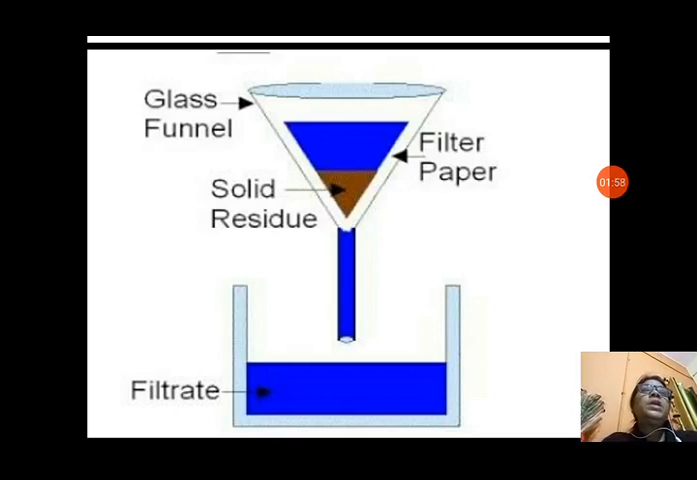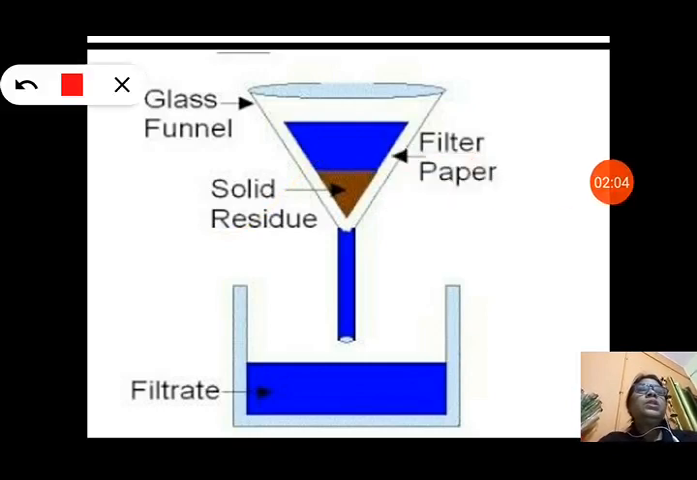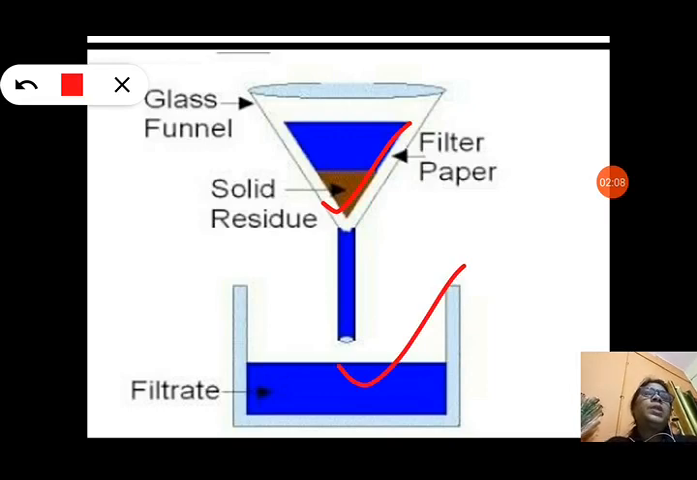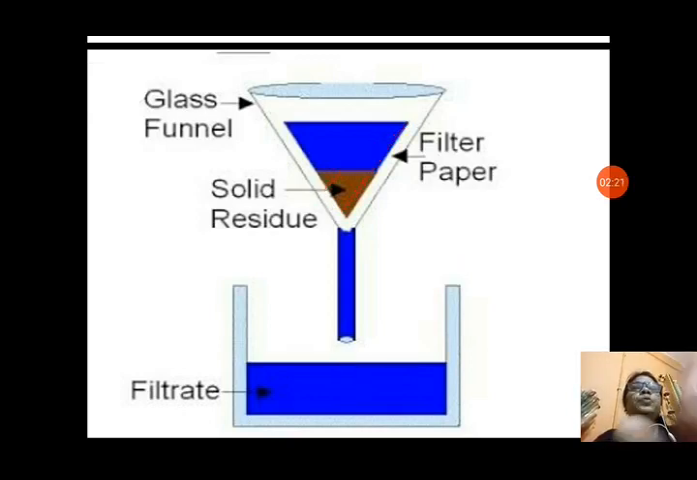Then we will see that the solid residue remains in the filter paper. You can see in this picture the solid residue remains in the filter paper and the water collects in the beaker. The water collected is known as filtrate, and the solid collected in the filter paper is known as residue. So, we can separate both impurity and water or any other liquid from this mixture.